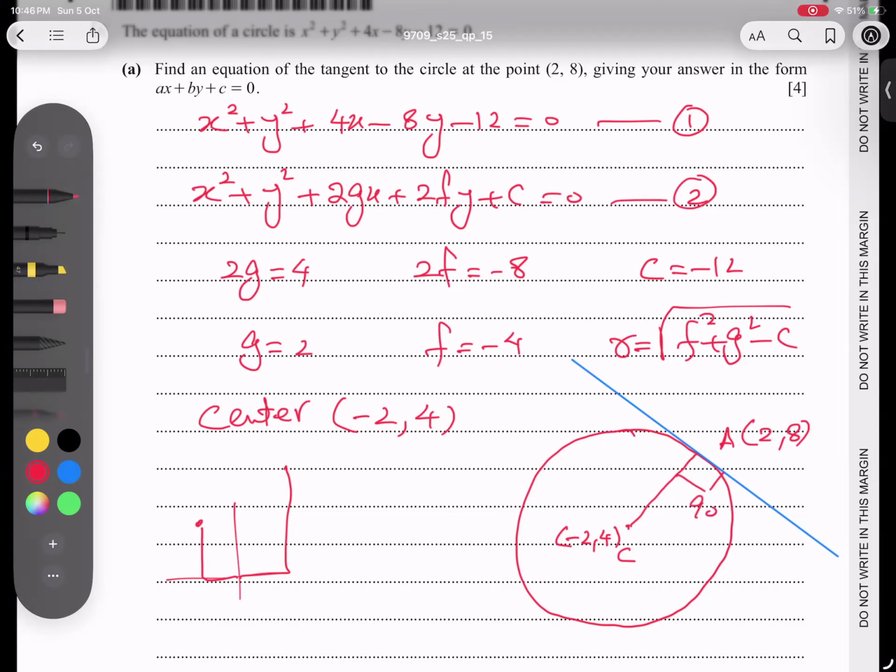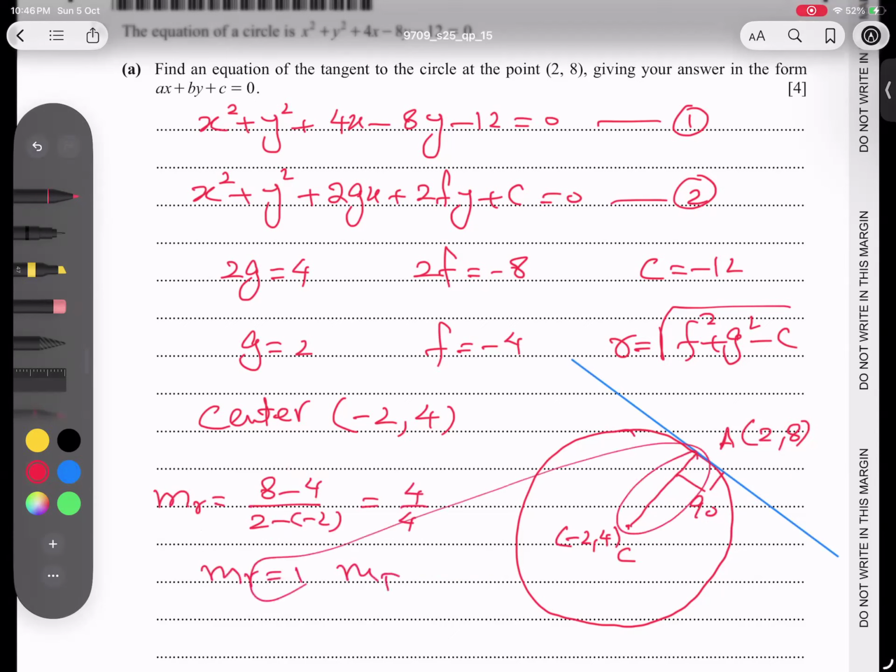So there's a radius here, and this point needs no drawing, it's just for understanding. So what is the gradient of the radius? y2 minus y1 over x2 minus x1, so 8 minus 4 over 2 minus -2. I got 4 over 4, and I got a gradient of 1. So the gradient of the radius turned out to be positive 1. Then what is the gradient of the tangent? If this is 1, what about the green line? It is the negative reciprocal, so it must be negative 1.